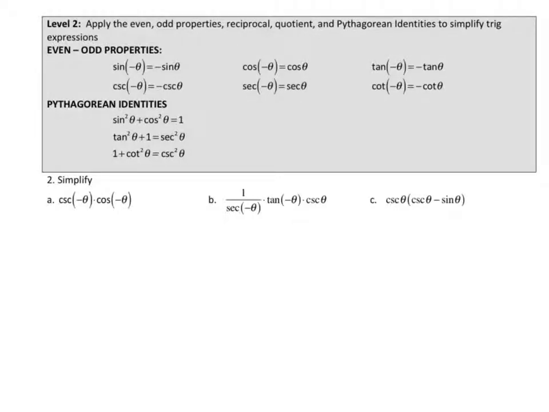In level 2, we will be using the properties from level 1 and also adding in a few more. First, the even-odd properties. 4 of the functions are odd. That would be sine, cosecant, tangent, and cotangent. These are all odd functions.